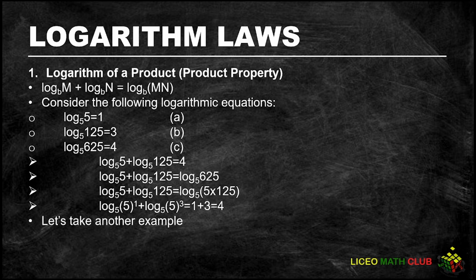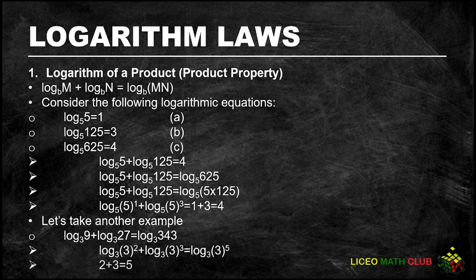Let's take another example. Observe that the argument on the right-hand side, or 243, is exactly the product of the arguments of the left-hand side, where 9 times 27 is equal to 243. Let's check the equation. Log base 3 of 9 is equal to 2, log base 3 of 27 is equal to 3, and when added is equal to 5, or the value of log base 3 of 243.